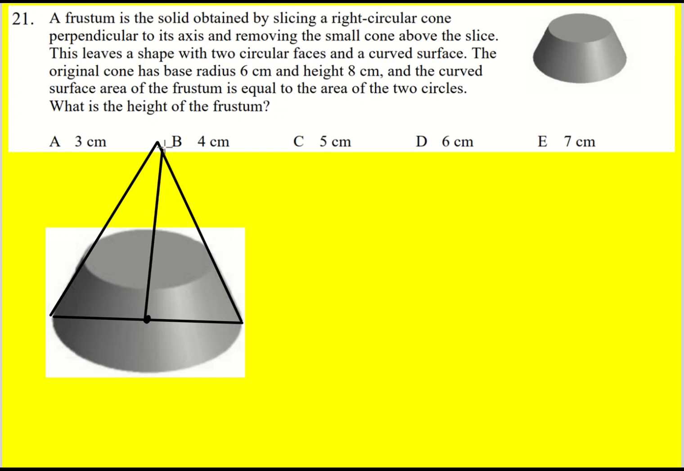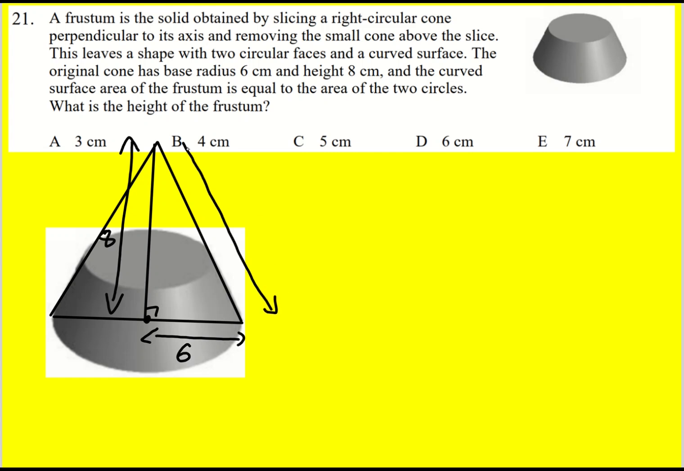I can draw a line going up like this. And this is going to split my triangle into two right angle triangles. That one is the radius of the original, so that's going to be 6. And then this is the height, which is going to be 8. And hence I can find the slanted height of my original cone. It's going to be 10. 6 squared plus 8 squared square rooted is 10.